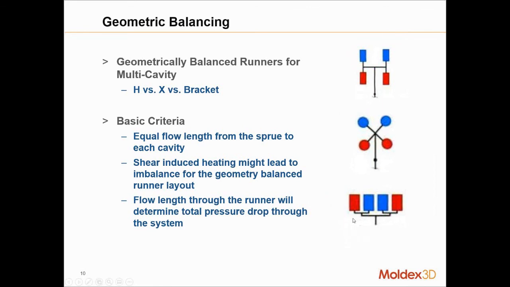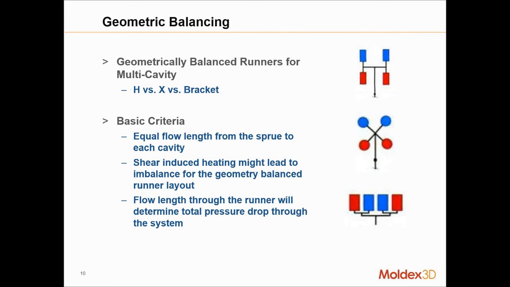And then the tournament bracket layout, I usually recommend against this just because it does have quite a long flow length with respect to the H and X, but if you are limited in space in your mold, sometimes it can be a little bit more space efficient to use a tournament bracket. You can get a little bit less space between these individual parts, whereas with the X and H, you always have to have some amount of space between them.